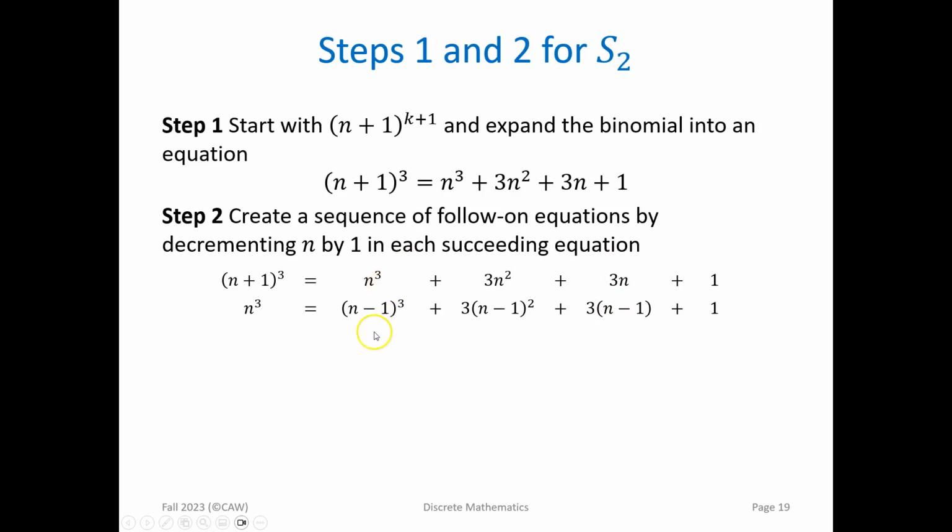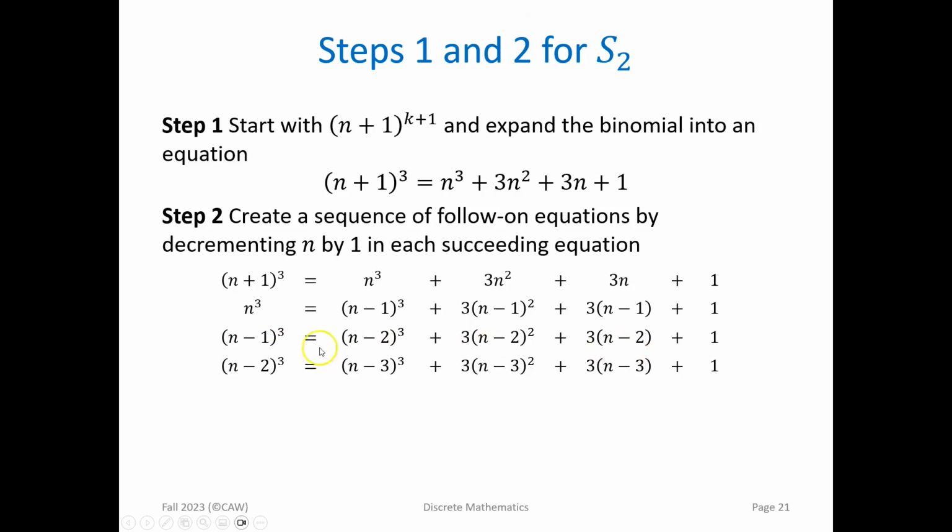We're just going to keep subtracting 1s as we create each of these follow-on equations. So the next one, we're going to have n minus 1 in the left column cubed, and then we'll have an n minus 2 in the right column. Following that, we'd have an n minus 2 in the left column, then n minus 3 in the right column, where there were factors, there were terms with n in them.